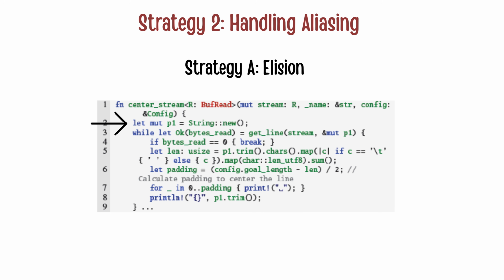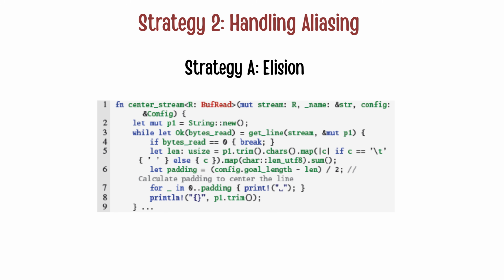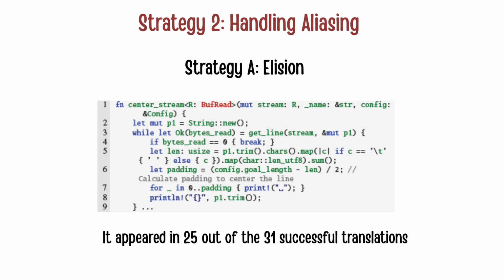Sometimes, after lifting the data into higher-level Rust types like string, many of the original C pointers simply become unnecessary. Instead of translating every pointer into a Rust reference, participants eliminated them altogether. The functionality that previously required multiple pointers was now handled naturally by Rust's built-in methods. This was by far the most popular strategy. It appeared in 25 out of the 31 successful translations.